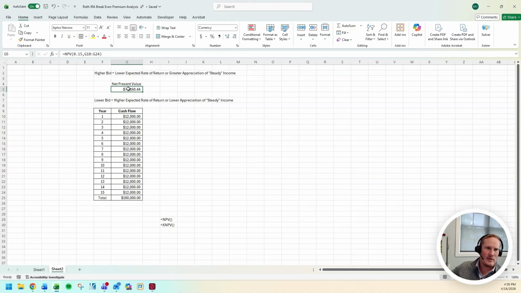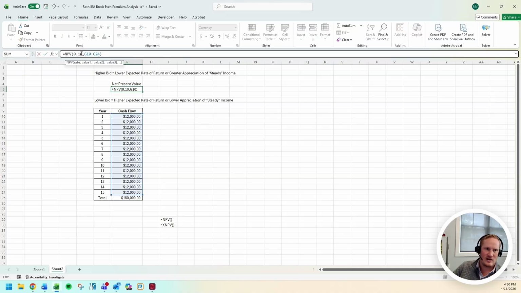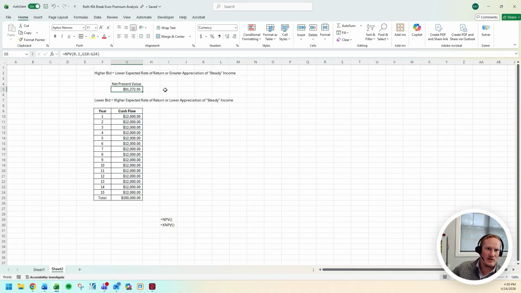So let's go back to our original of 10% discount. We have a net present value of $91,272.95. If you expect to earn those higher rates of return, you can certainly put in a lower number as your bid. Say this person bids, we'll call it 75,000 on this one, and maybe the other spouse is greatly appreciating that steady income and they're offering 125,000. That will actually still work within Celestial Divide to pan it out.